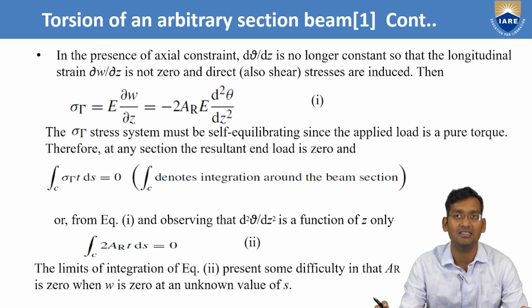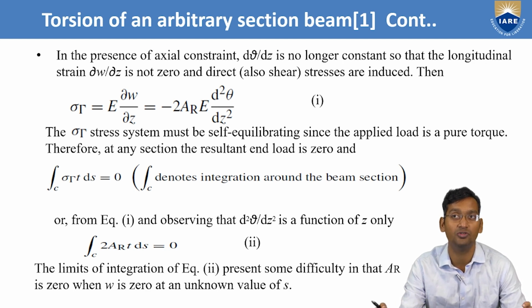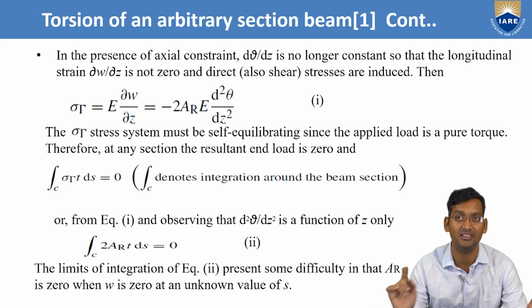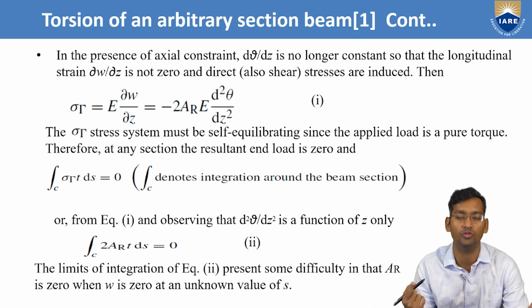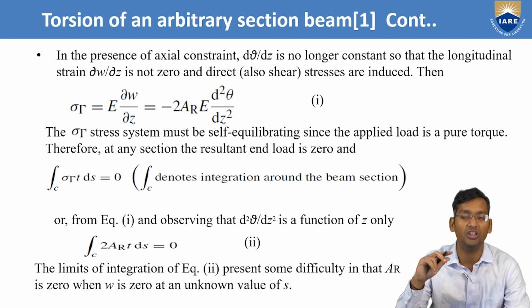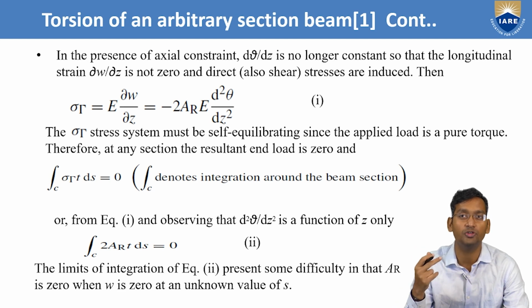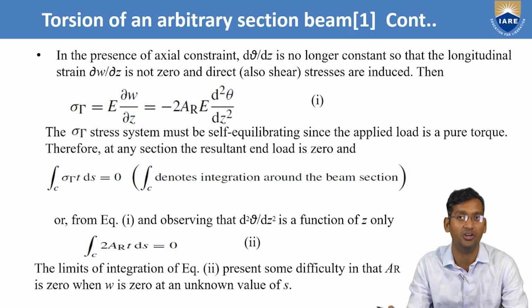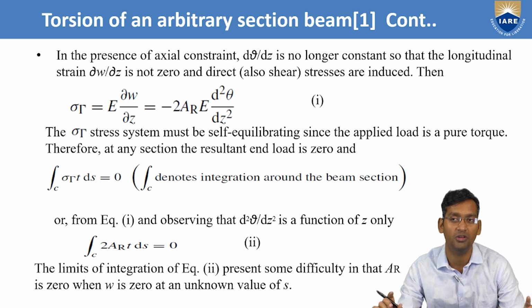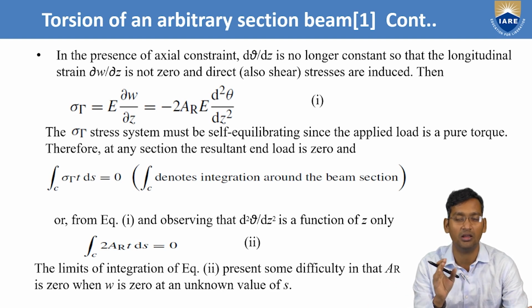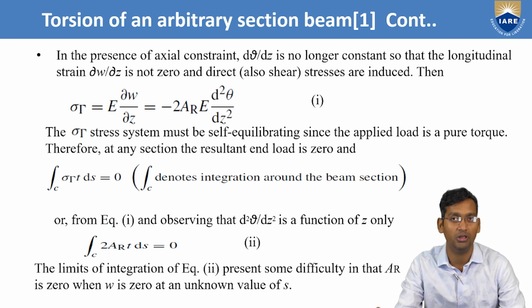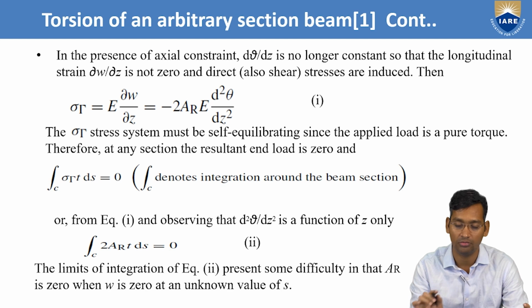In the presence of axial constraint, d theta by dz is no longer constant. The axial constraint is there because we have seen that we are using the mid plane. If we do not use it, then the torsion will be there. Earlier we had also seen that for no torsion, the force must act through the shear center. If you apply the load at other places than the shear center, then some torsion will be there. So at the shear center only, the torsion will be 0.